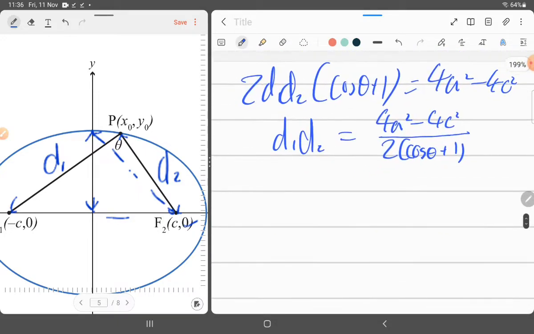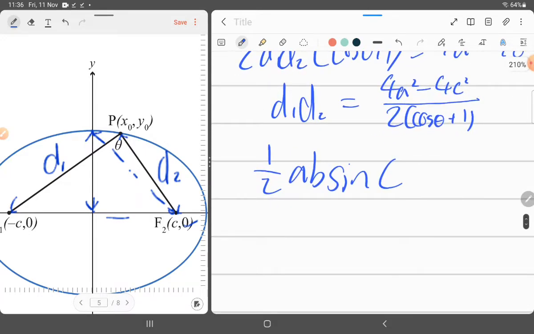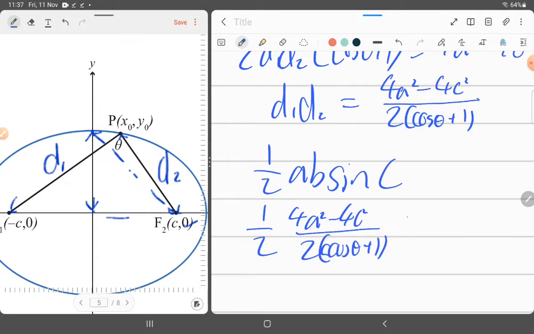Then we can do half ab sine c to work out the area. So half times ab, which is d1 times d2, which is 4a squared minus 4c squared over 2 cosine theta plus 1, times sine of theta.